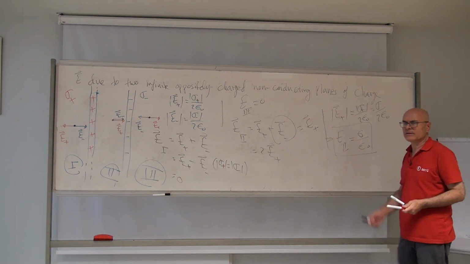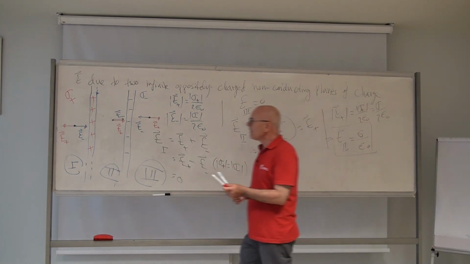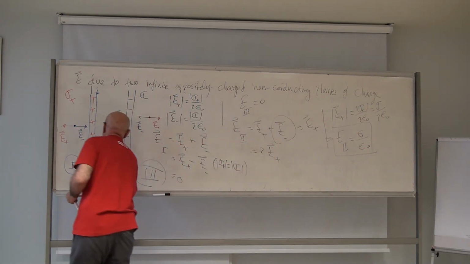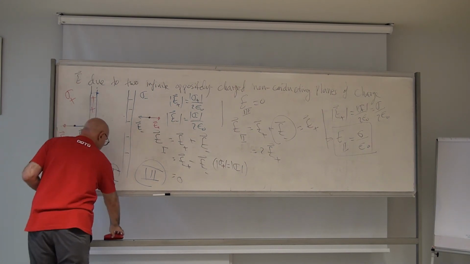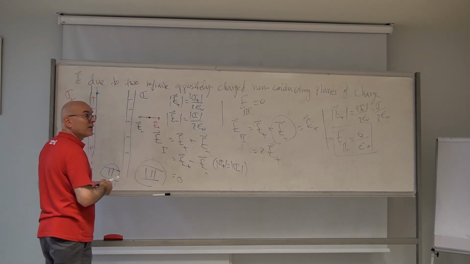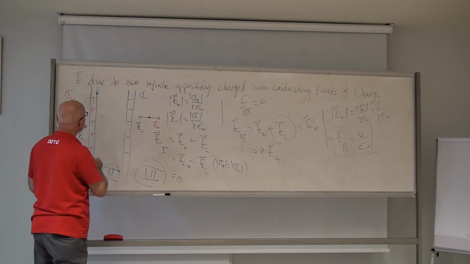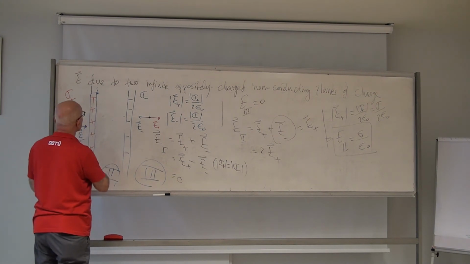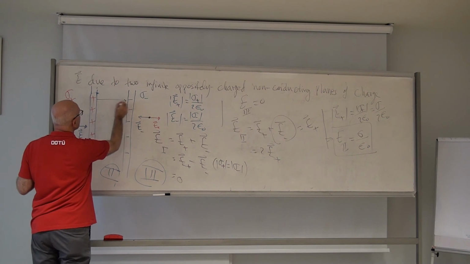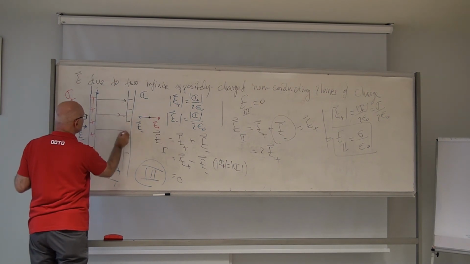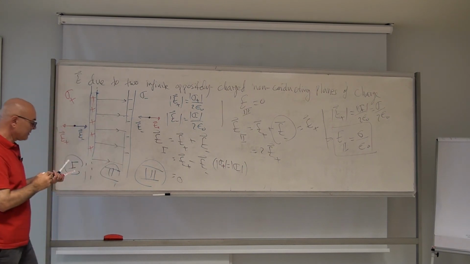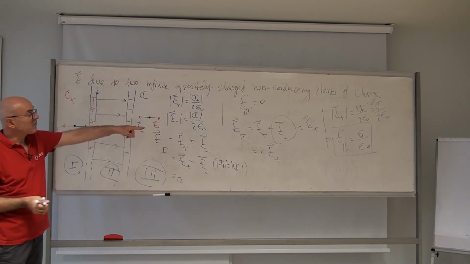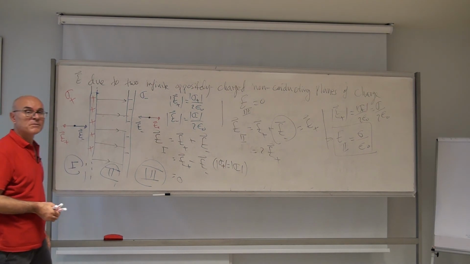Which we expect. So therefore, in this region between the two plates, we have a uniform electric field whose magnitude is given by sigma over epsilon naught.